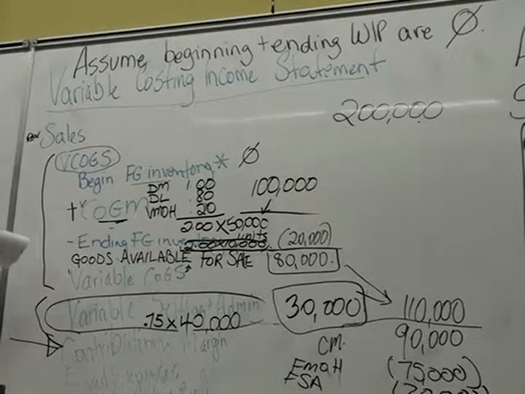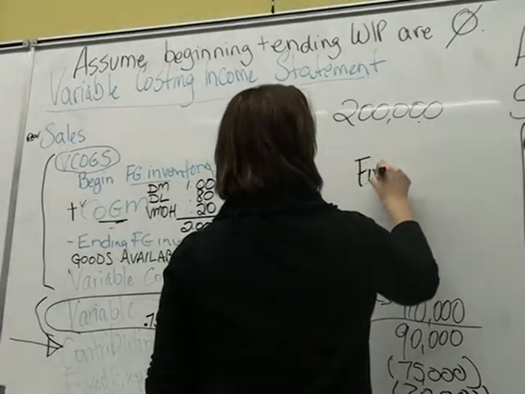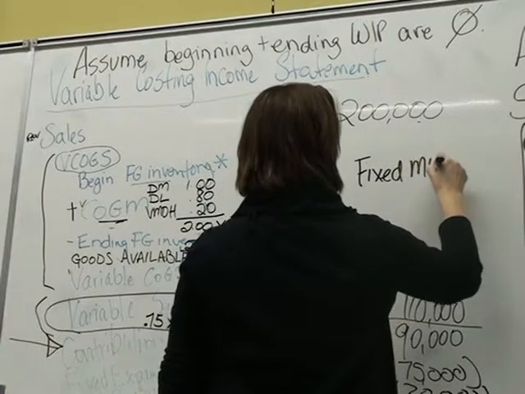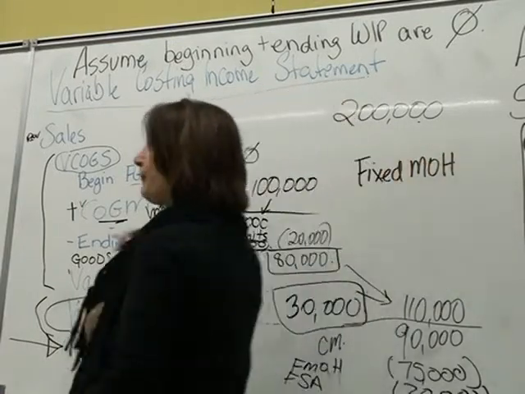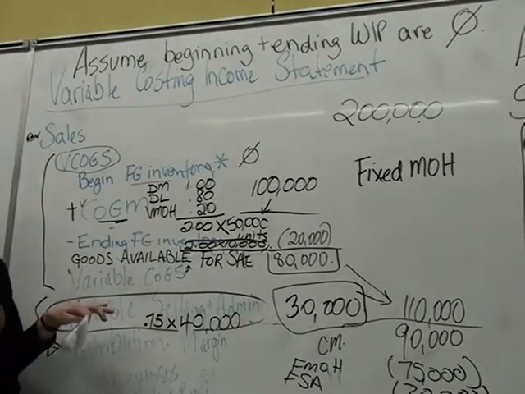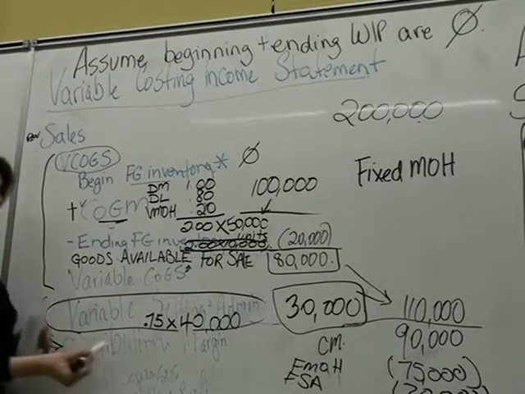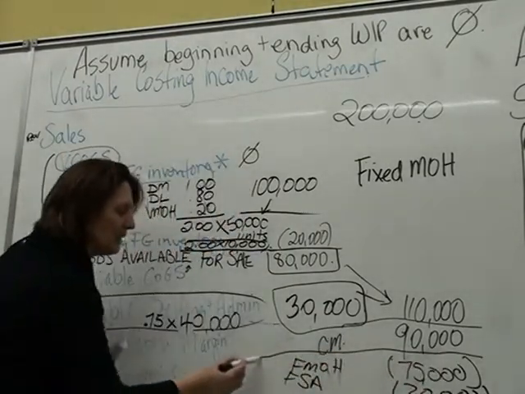What's the difference between the variable income statement costs and the absorption income statement costs? The fixed overhead, and that lovely term that they like to use called deferred in inventory. So are we deferring any fixed overhead costs in inventory here? No. What are we doing with them all? We're expensing them all. That's this 75,000 right here.